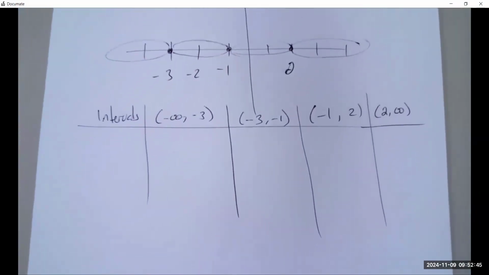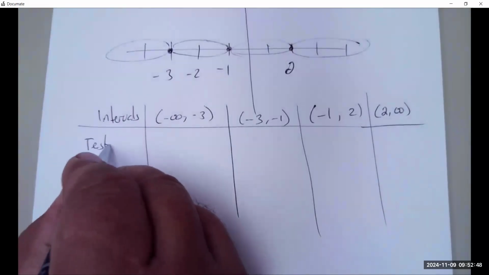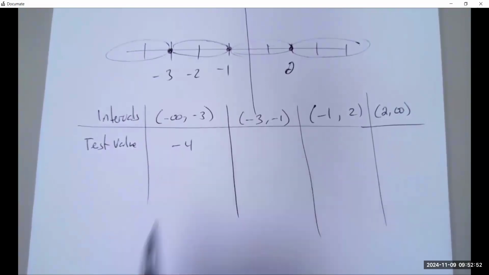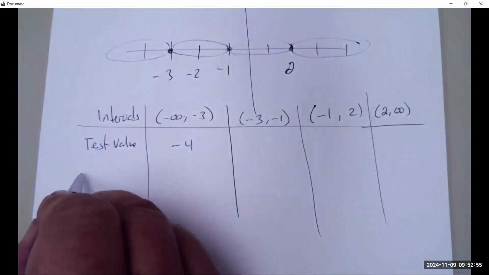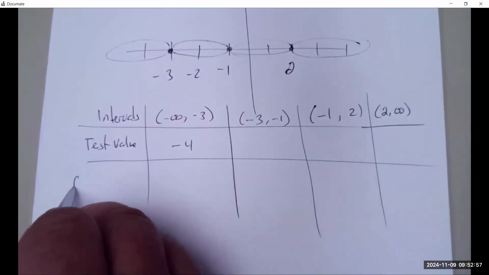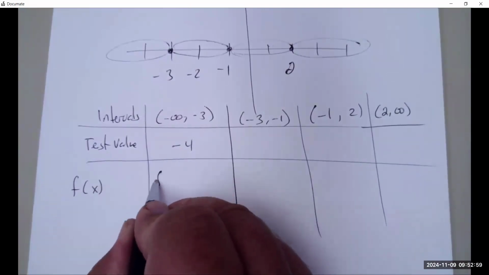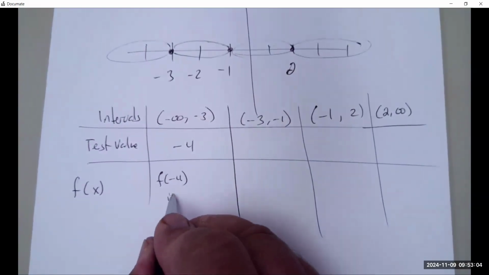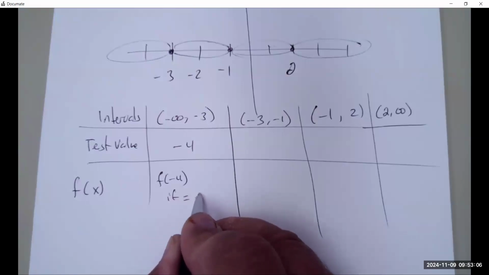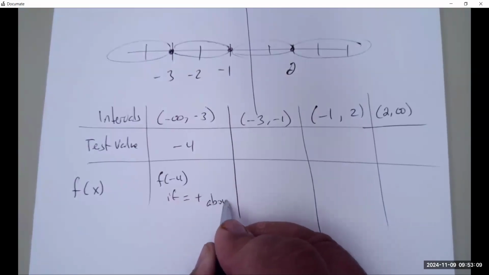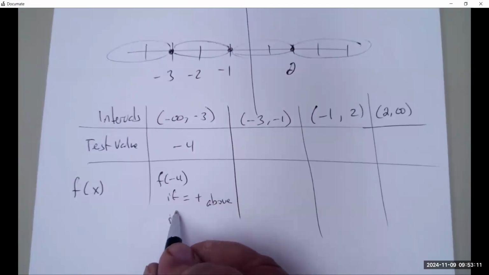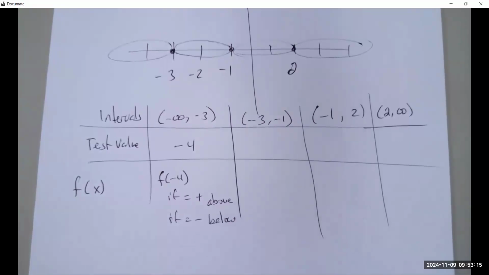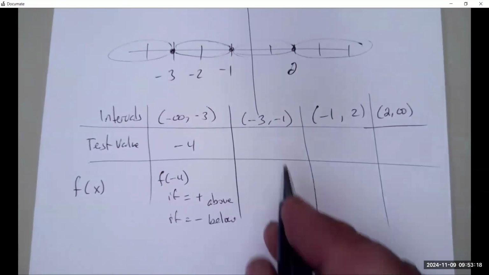But what they want you to do is, now they want you to take a test value, give me a number inside that interval, let's say -4. Plug it inside your function. So they want you to do this. And if it's positive, it's above the x-axis. If the answer is negative, it's below the x-axis. You see all that extra work they want you to do?